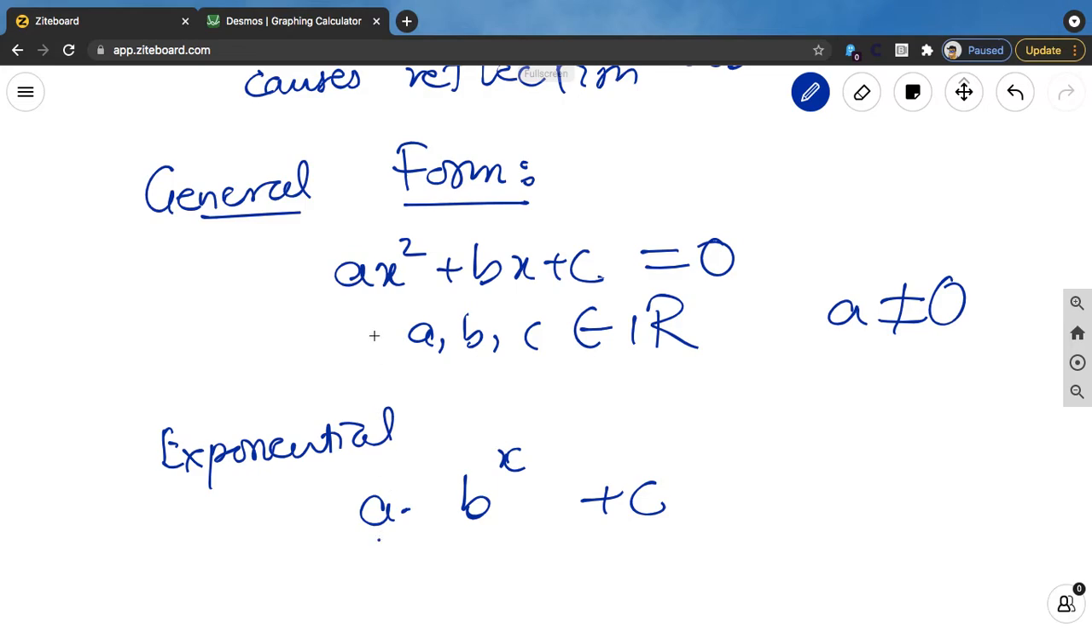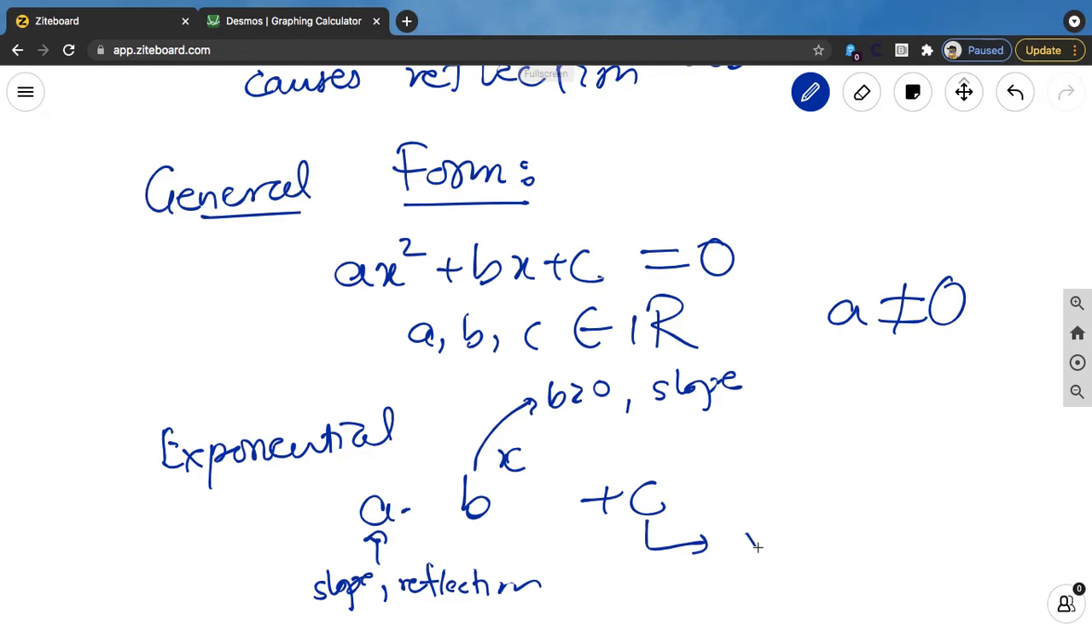What does a control? We just saw a is controlling the slope, and it sometimes causes reflection if a is negative. What does b cause? b always has to be positive. b has to be greater than 0, and b controls the slope. It decides how steep. What is c looking at? c is the vertical translation, and the horizontal asymptote also moves along with it. So the horizontal asymptote is also going to be decided by c.